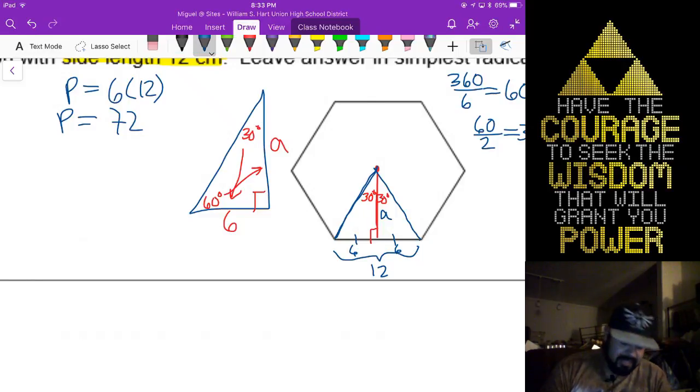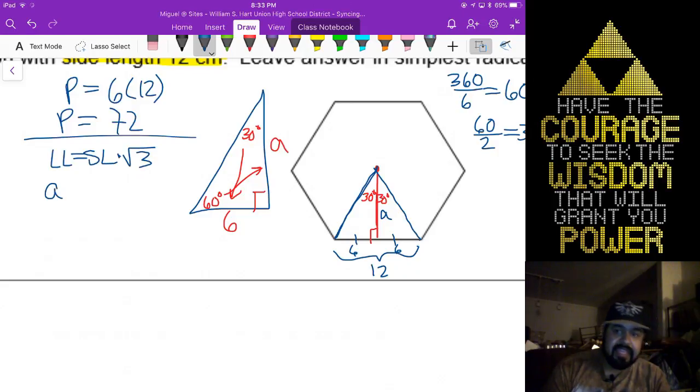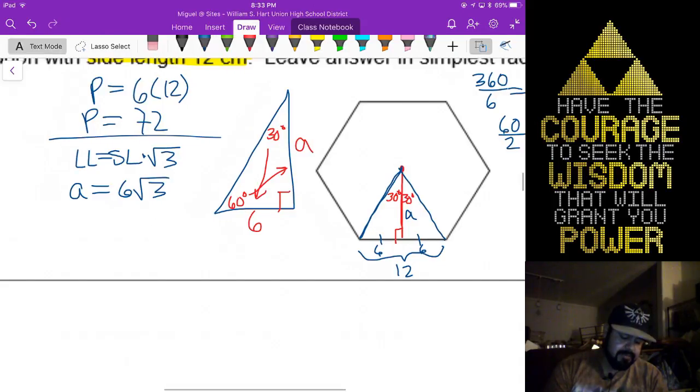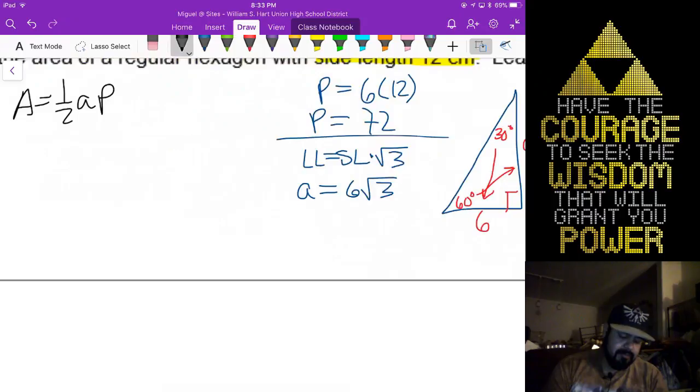That is my long leg. So we're going to say that the long leg equals short leg times rad 3. So a equals 6 rad 3. So with my perimeter and my apothem in hand, we can go ahead and calculate that area. 1/2 ap. So I have 1/2 times 6 rad 3 times 72.